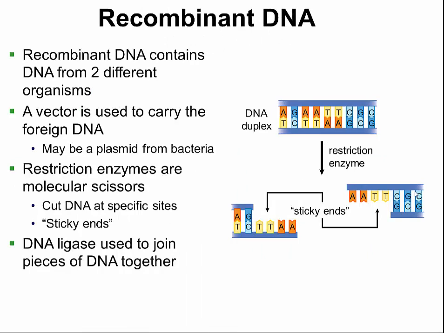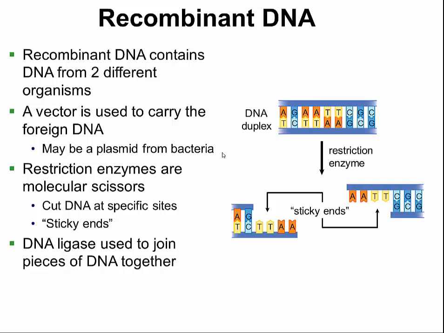Interestingly, what we see is that recombinant DNA is created via this process of cutting DNA and gluing it back together. Oftentimes we use a vector to transfer DNA from one place to another. A vector could be a virus, or a vector in this particular case is a plasmid that comes from a bacteria. If you think back to our discussions in lecture, you'll recall that we talked about plasmids previously.